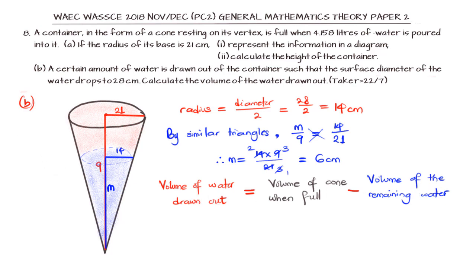So now, if you want to get that, the volume of the cone when full in centimeter cube, mind you, it was given in liters, but we have to use centimeter cube. We did the conversion initially, and we found it to be 4,158 centimeter cube. Now minus the volume of the remaining water, which we can find by saying 1/3 pi r square h.